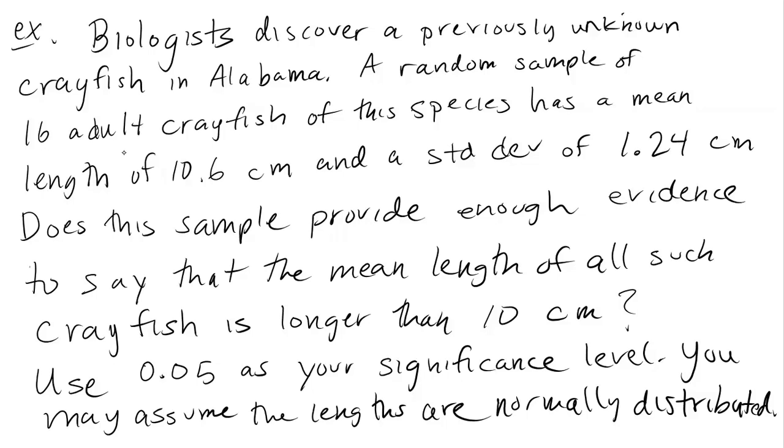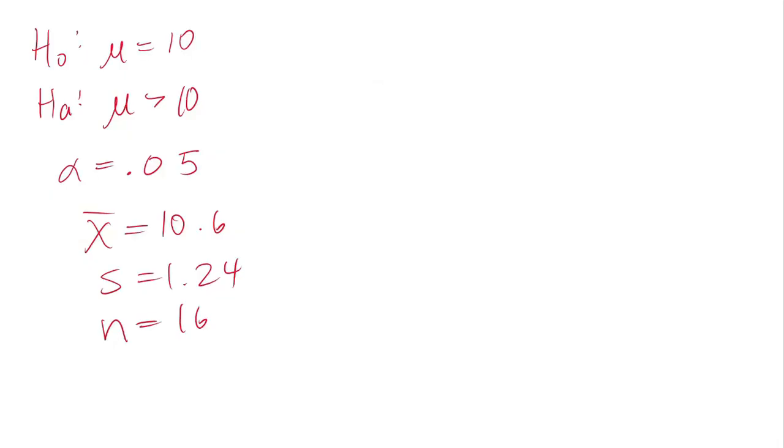They sampled 16 adult crayfish of this species. That's the sample size. We're good there because we're assuming the lengths are normally distributed. The sample of 16 adult crayfish had a mean length of 10.6, and that sample also had a standard deviation of 1.24. That is a sample standard deviation. It's not a population standard deviation. So the sample mean is only 0.6 of a centimeter greater than the number in the claim. That's not a big difference, and our sample size is very small.